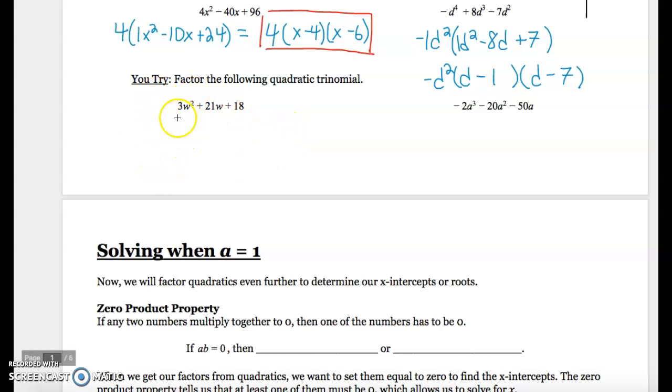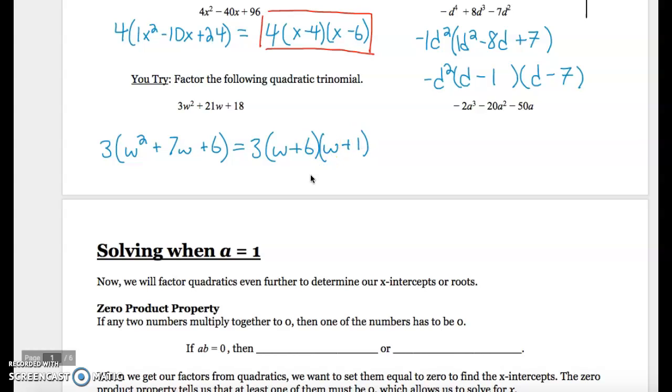So first and foremost, is there a GCF between 3, 21, and 18? Absolutely. If I pull a 3 out front, then I would be left with w squared, because you divide by 3. 21w divided by 3 would give me 7w. And then 18 divided by 3 would give me 6. Awesome. And so now I'm thinking, what are the two factors that would multiply to 1 times 6? So what multiplies to 6 and adds to 7? Feel free to use the table, but I'm going to try not to. Well, that would be 6 and 1, right? So my 3 is out front, and then I have w plus 6, w plus 1.